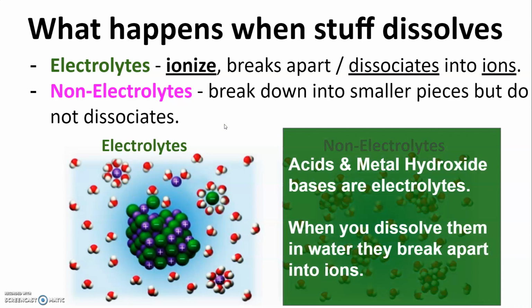Now, acids and metal hydroxide bases are electrolytes. So when you dissolve them in water, they break apart into ions. And if you remember about properties of different substances, one of the reasons why we had to know if a covalent molecule was an acid is because if a covalent molecule is an acid, it will ionize and it will be lit, so it will conduct in aqueous solution. And this is sort of bringing that back.